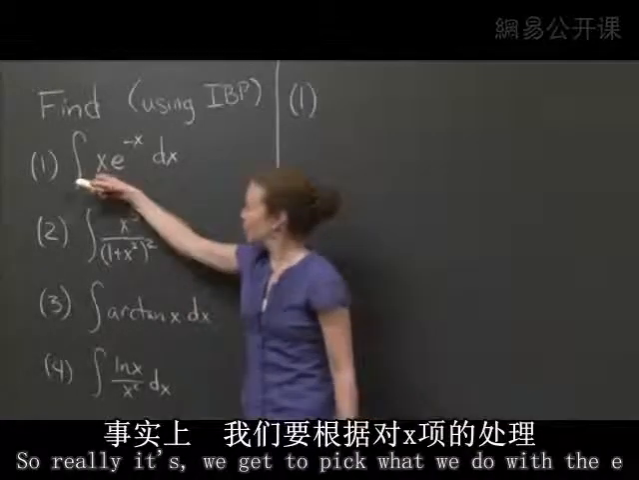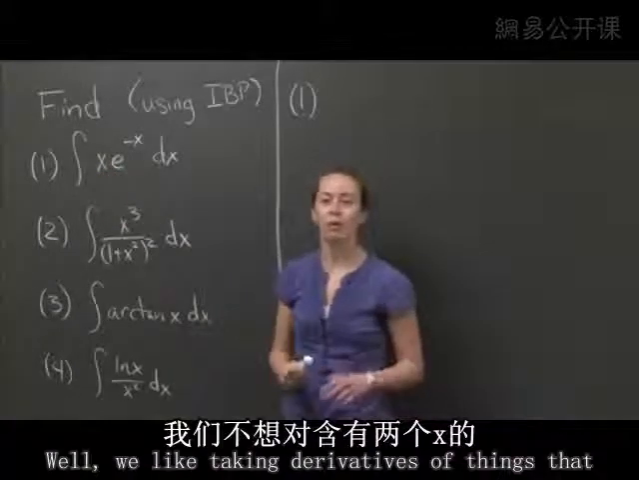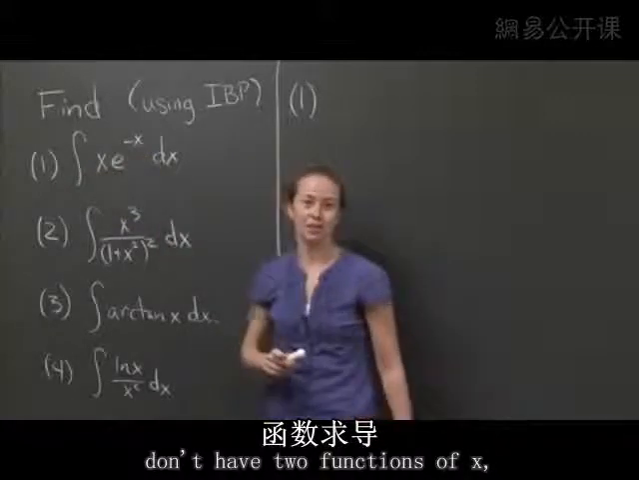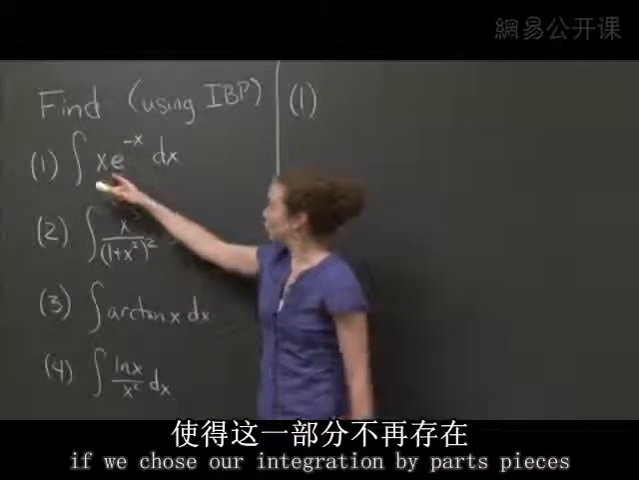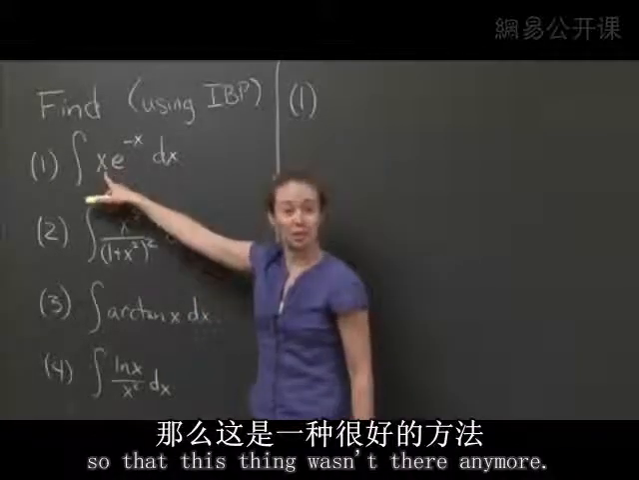So really, we get to pick what we do with the e to the minus x based on what we want to do with the x. Well, we like taking derivatives of things that don't have 2 functions of x. So it'd be nice if we chose our integration by parts pieces so that this thing wasn't there anymore.